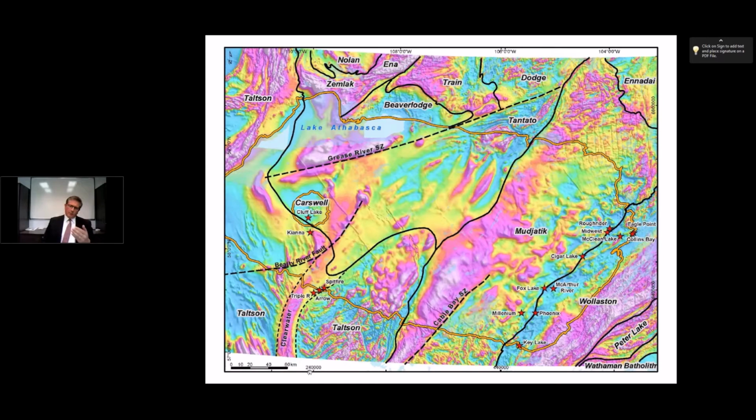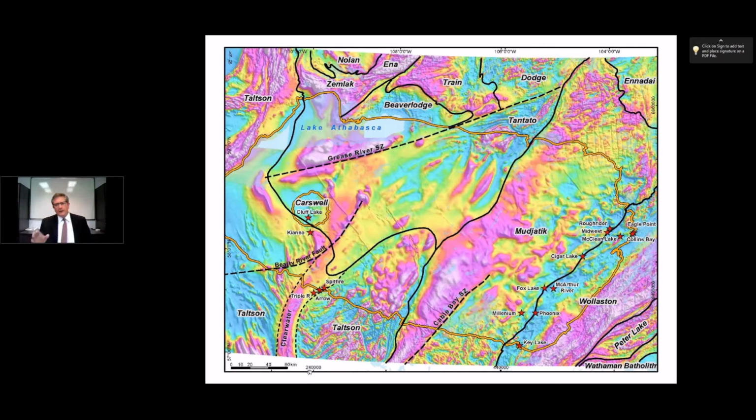Within the Mudjatik, you see the blue, which is a magnetic low, which is associated with the sediments that are somewhat overlaying more of the granitic rock, which is the pinker zones that you see. And that blue area, as it comes up to the transition zone, you see it more of a circular pattern. Whereas on the other side, on the Wollaston, where we're looking at again those blue zones, there's more of a linear fabric to it. So it's that transition that we're looking for.